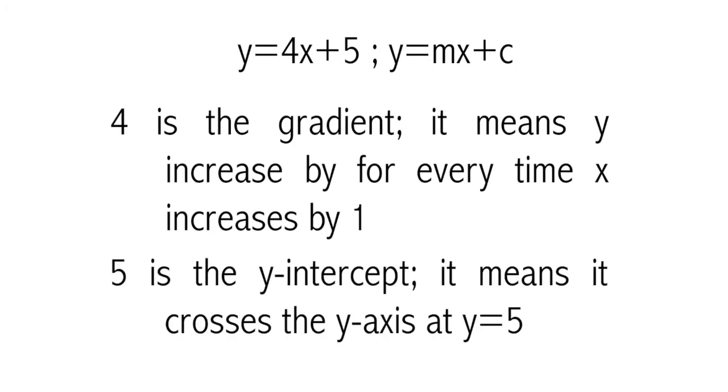And c is nothing but the y-intercept, which is 5 in this case. It just states where on the y-axis it crosses it. So this means it crosses the y-axis at y equal to 5.